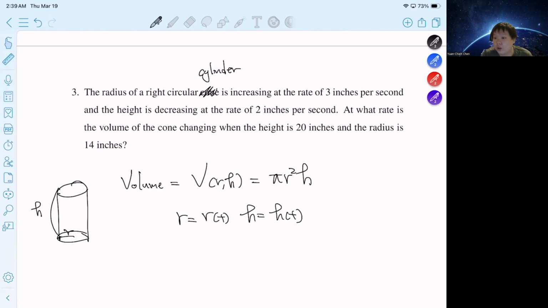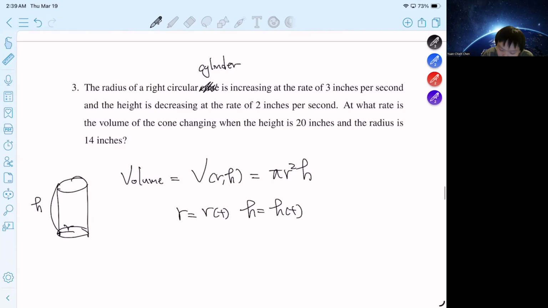So now it's time for using the chain rule. Yay. We know that the goal is to find dV, we want to find partial V, partial t. This is my goal. Or you can just write dV dt, since you can rewrite it as a single variable function. It doesn't matter.